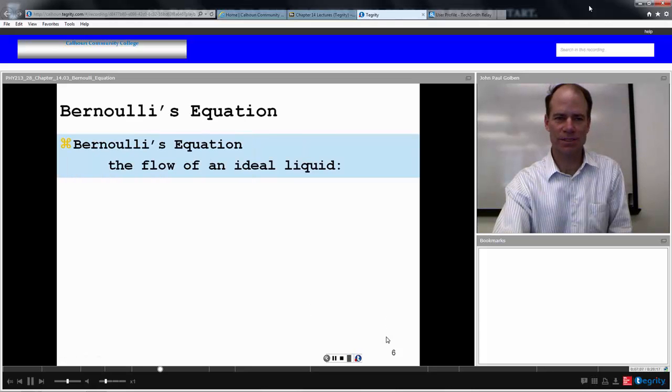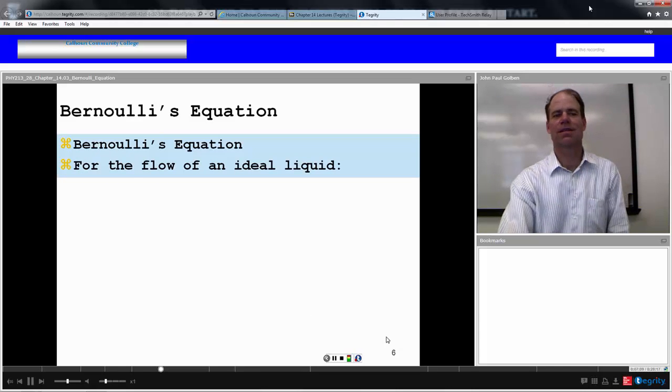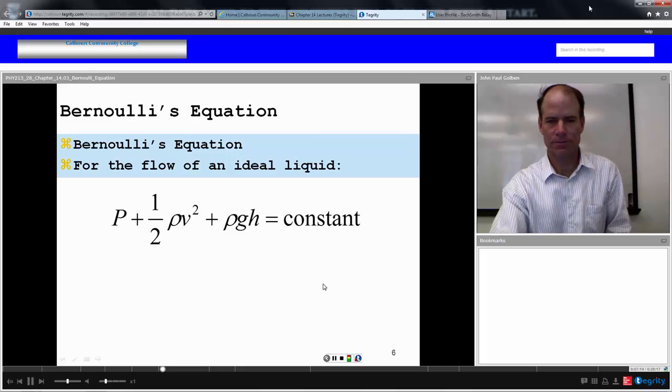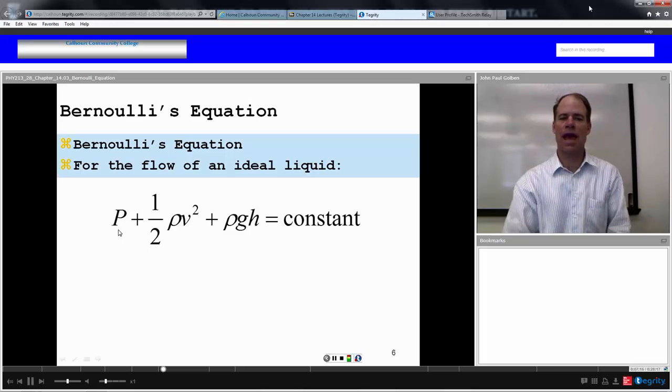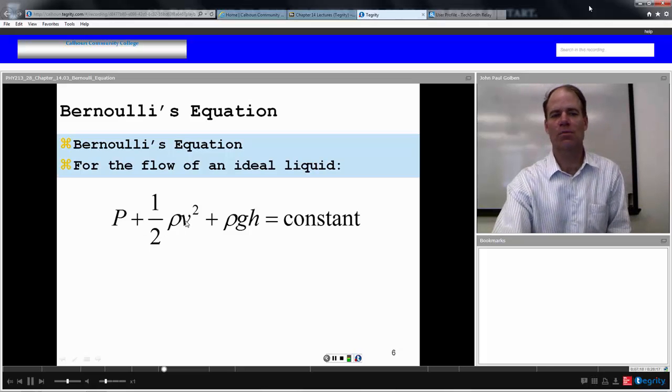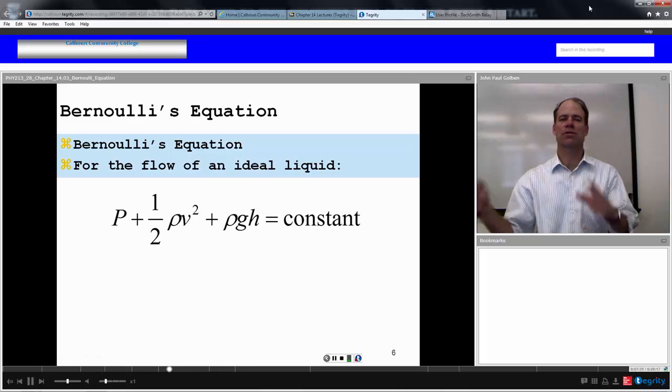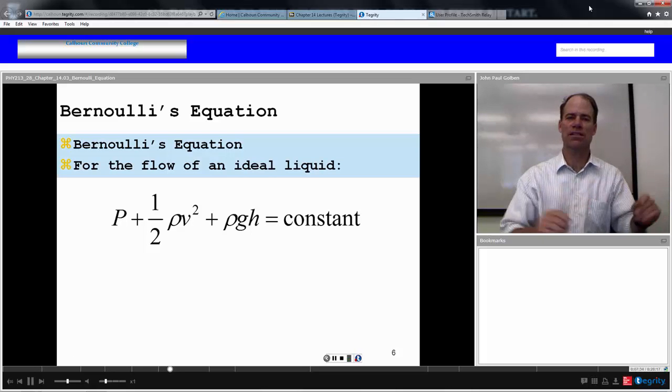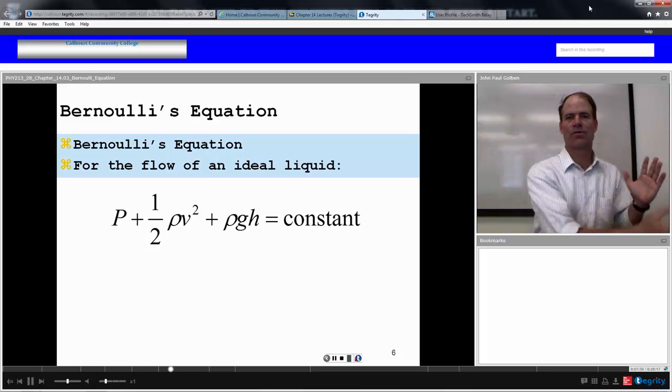Bernoulli's equation. For the flow of an ideal fluid, it is true that the absolute pressure at a point plus 1/2 the density of the fluid times velocity squared, which is the kinetic energy per volume, plus the density times g times h, which would be the potential energy per volume, is equal to a constant. Absolute pressure plus 1/2 rho v squared plus rho gh is a constant through the fluid.